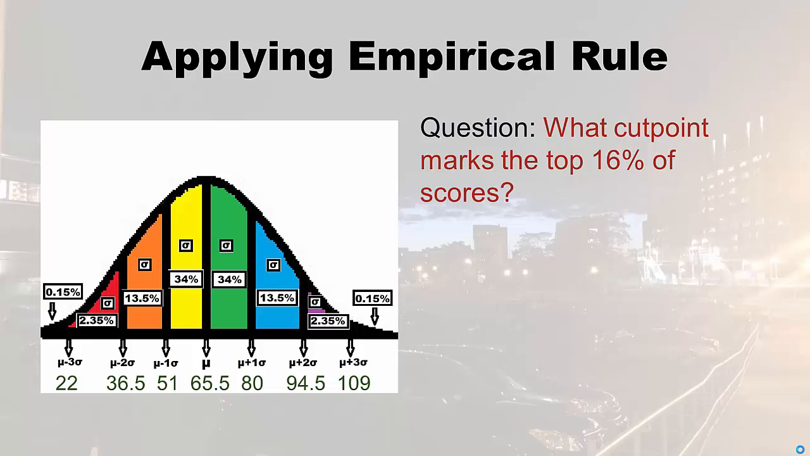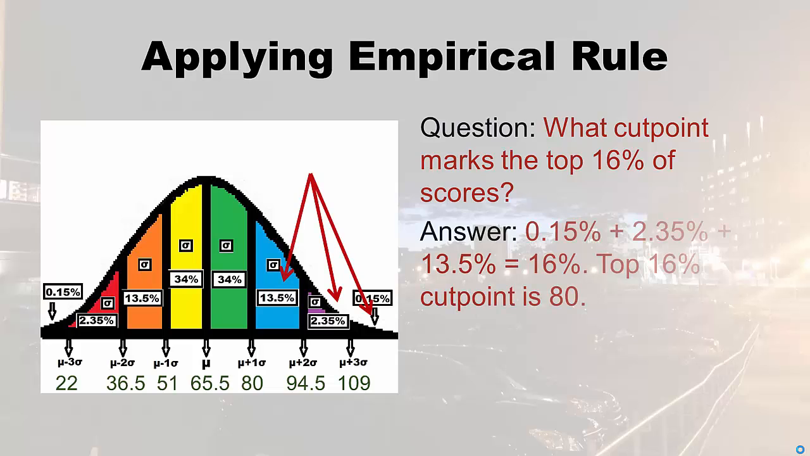Here's another question. What cut point marks the top 16% of the scores? So already you know you're up in that area, probably where the purple or the blue are, right? And so what would make the top 16%? Well, if you actually add together that 0.15% from the little black part, the 2.35% from the purple, and the blue 13.5%, you'll get 16%. So the cut point then for that, all the scores above 80, that would constitute the top 16% of the scores.